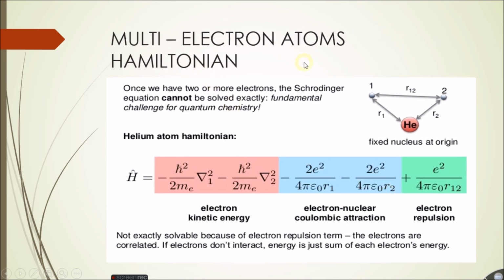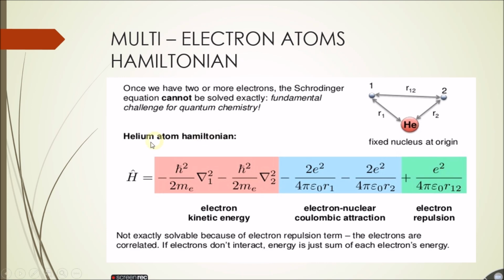When you go to multiple electron atoms, an atom containing more than one electron, for example, let us consider the helium nucleus, which contains 2 electrons. The nucleus is assumed to be fixed at the origin, and the electrons are assumed to be moving around the nucleus. One electron can be solved using the Schrodinger equation, but when you have 2 or more electrons, the Schrodinger equation cannot be solved exactly. This is quite a challenging task for quantum chemists, right?